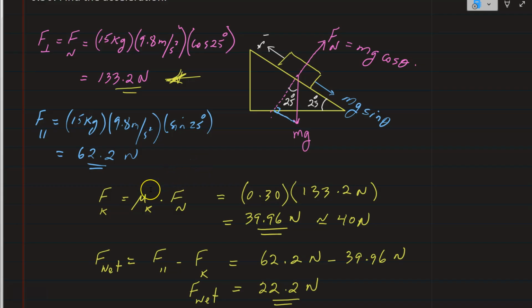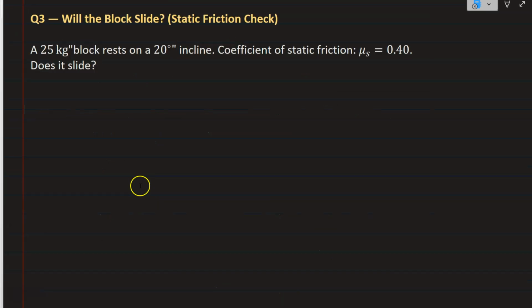All right, let's look at the third question. We want to know if the block slides down or not. Okay, a static friction check. So the 25 kg block rests on a 20-degree incline. The coefficient of static friction is 0.40. Does it slide? All right, now I'm going to, again, draw the free body diagram and set up the components.